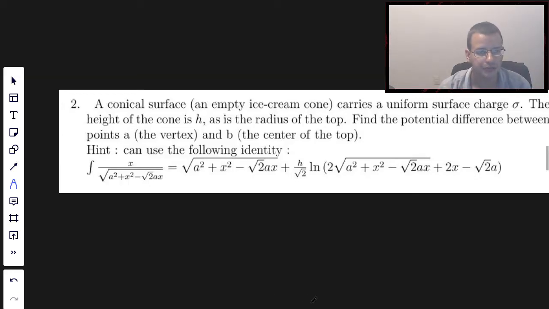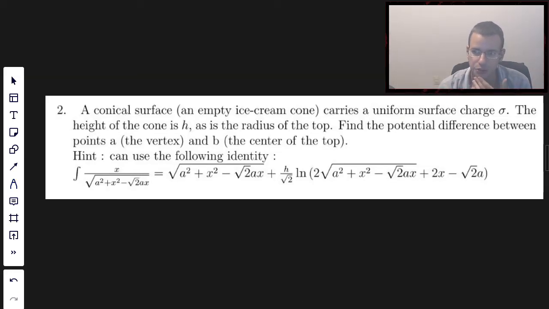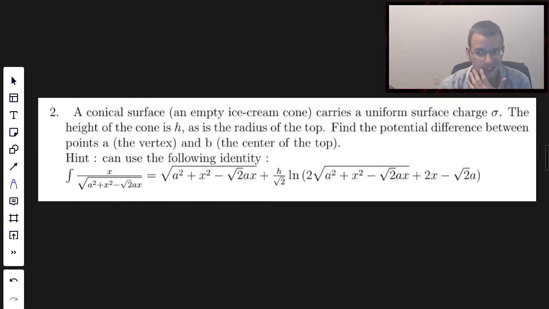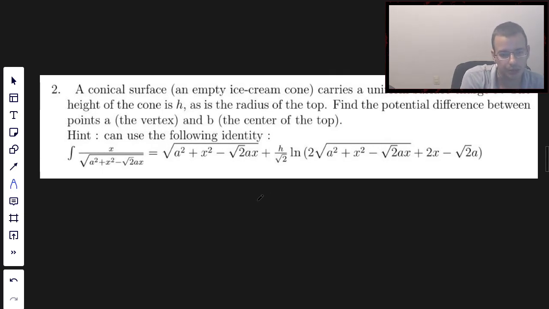A conical surface, an empty ice cream cone, carries a uniform surface charge of sigma. The height of the cone is h, as is the radius on top of the cone. Find the potential difference between point A, which is the vertex, and B, which is the center of the top of the cone. All right, so start by drawing a picture.